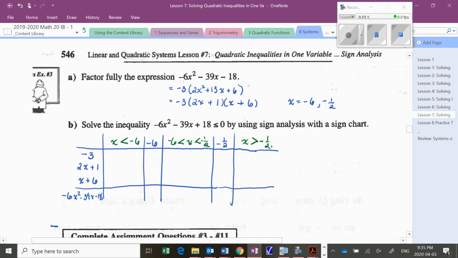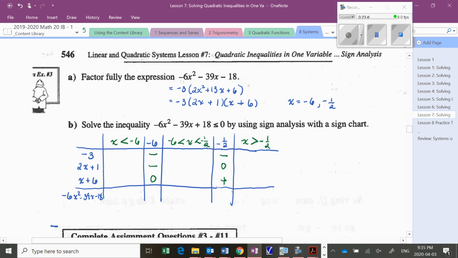So the easiest place to start is, of course, with your roots themselves. So if I substitute -6 in, -3 is obviously still going to be negative. If I put -6 into 2x plus 1, then that is going to be negative. If I put -6 into x plus 6, that's going to give me 0. Similarly, if I put -1/2 in, that doesn't change. The value of -3 is still negative. Enter in -1/2 here, that will give me a 0. Enter in -1/2 here, that's going to be positive.